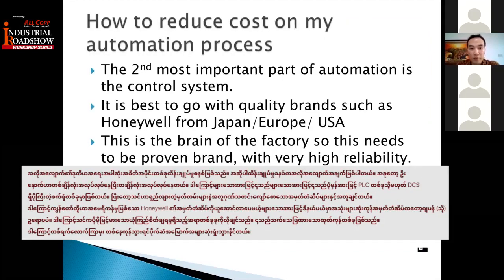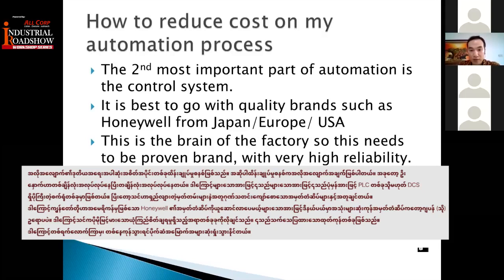Now, the second most important part of automation is the control system. The control system is the brain of the automation factory. Now, the brain is the one that is on all the time, and it works all the time. So in most cases, it's usually a PLC, or in a bigger factory, it's a DCS. And then you want to go with brands that are reputable with a long track record. So we bring the brand of Honeywell, which is from USA. But usually the most common brands in this field are Japanese or European, mainly Germany, as well as USA. So you want something that has high reliability and is a proven product. Because if this component fails, your factory will not operate.